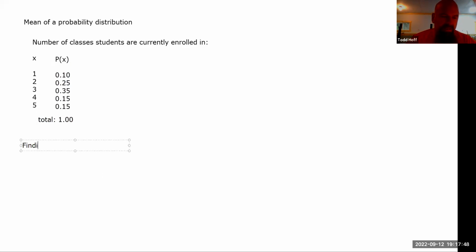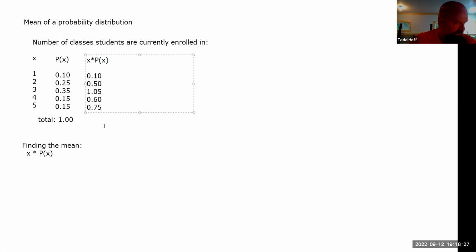Well, let's look at finding the mean. Just like in a frequency distribution where we took the value times the frequency, here we take the value times the probability. So up here, I'm going to do x times p of x. 1 times 0.1 is going to be 0.1. 2 times 0.25 is going to be 0.5. 3 times 0.35 is 1.05. 4 times 0.15 is 0.6. And 5 times 0.15 is 0.75. So there's our x times p of x. And we find the total of that. If we add those up, we get 3.00.